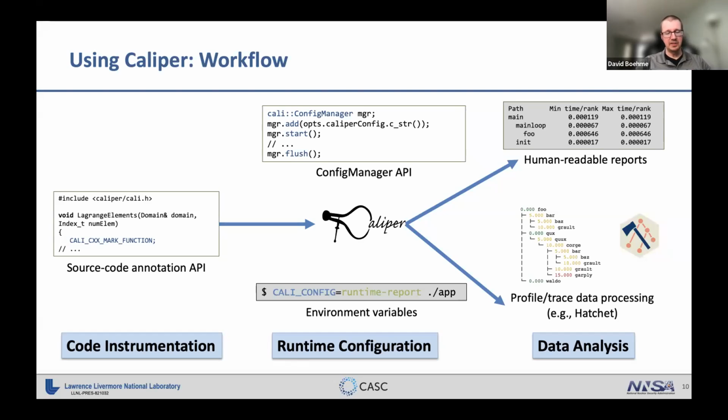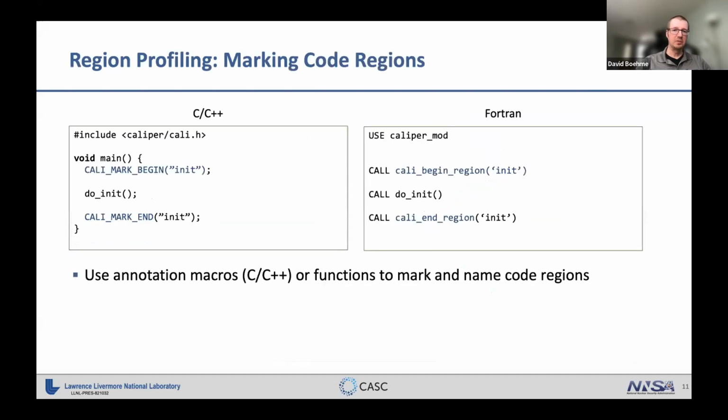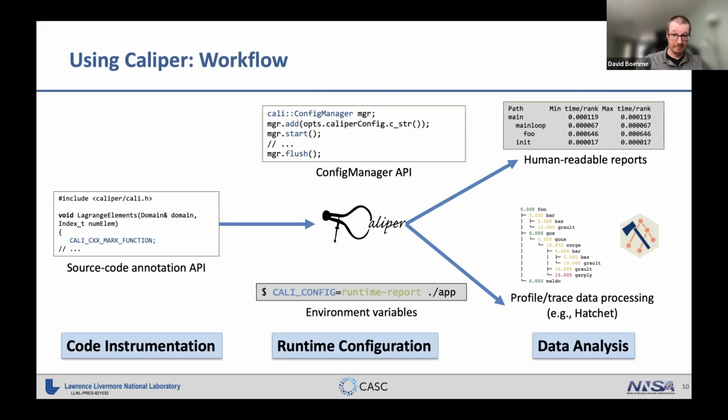There are several ways to configure Caliper. One would be a config manager API, which allows the program to control profiling automatically. The second option is an environment variable or config file where you can enable some of these Caliper configurations. Finally, we want to analyze our data. Depending on the configurations, you get different kinds of outputs. There are simply human readable reports in some configurations, and other configurations produce profile data sets or files that you can then analyze with Hatchet or put into Spot.